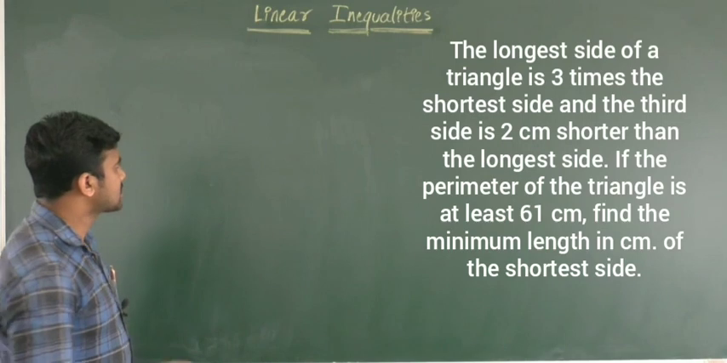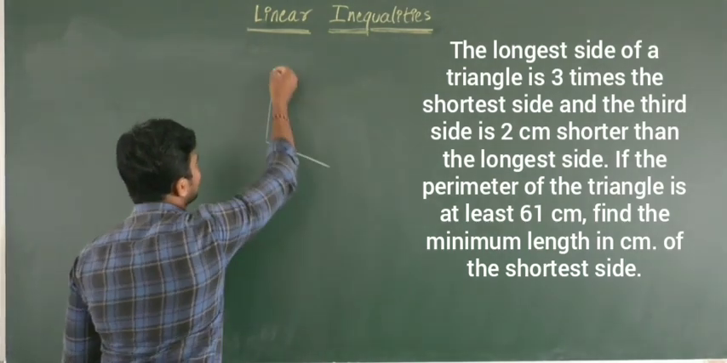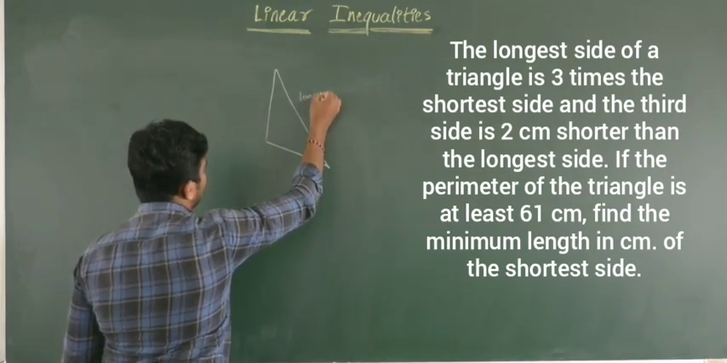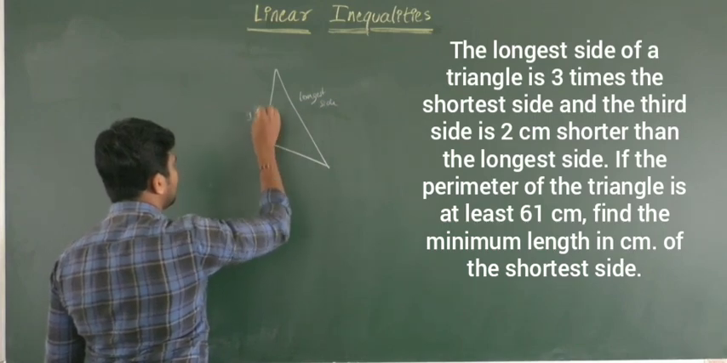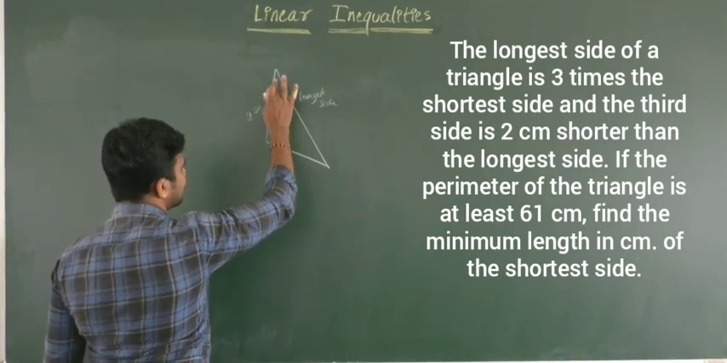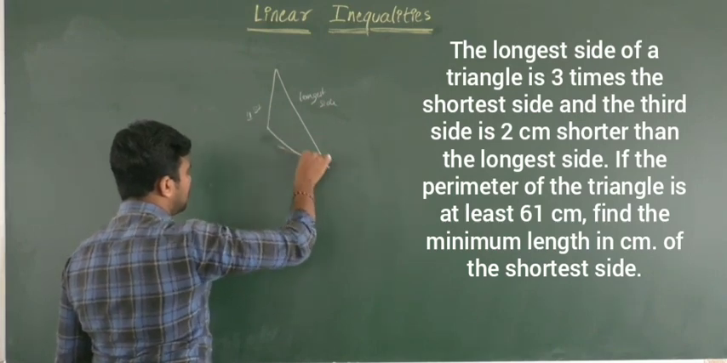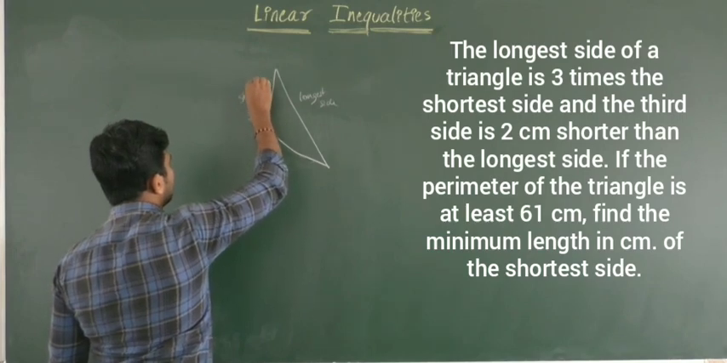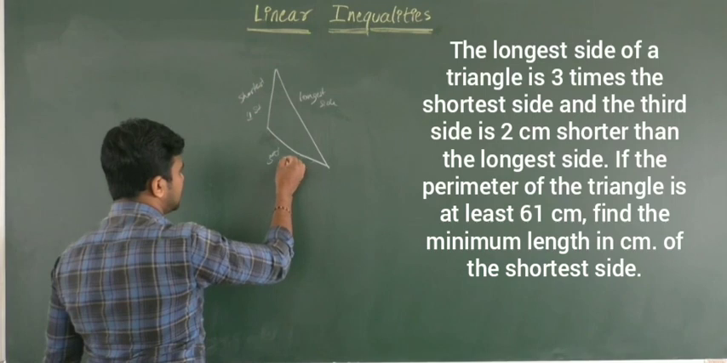I'll consider one triangle. Here, any triangle you can consider. Suppose this is the longest side. This is the first side, the shortest side. Like this we have the shortest side, and this one is the third side.